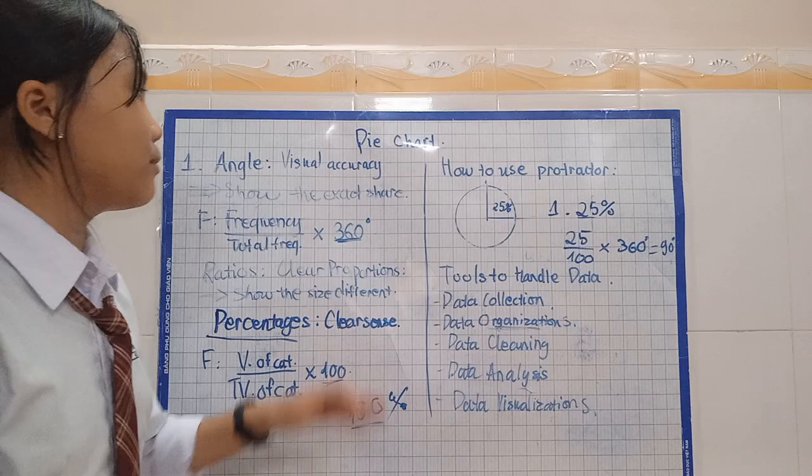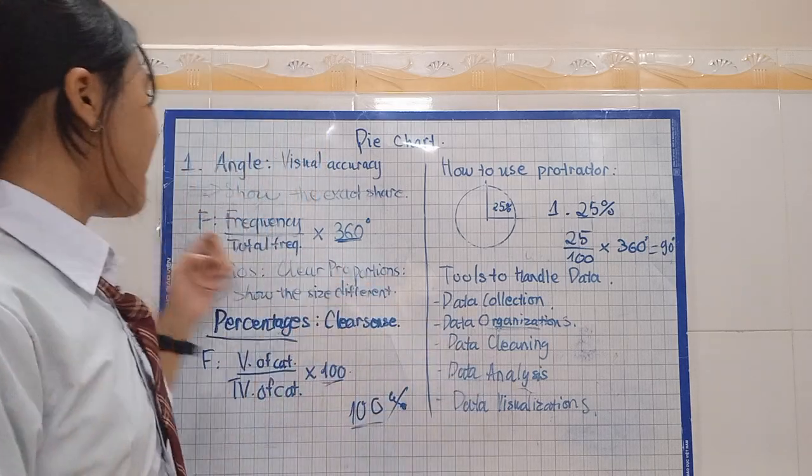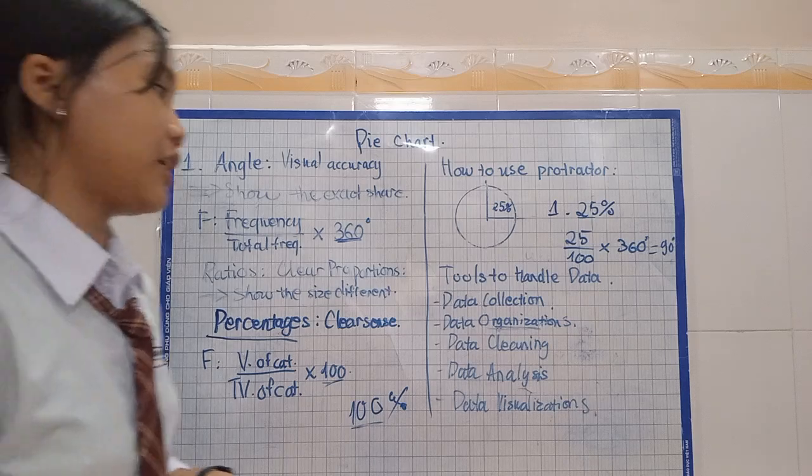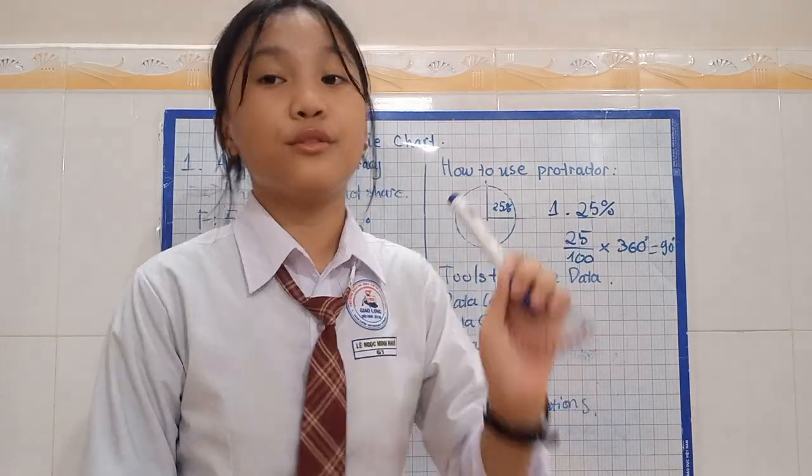So for this video, what we have looked through is why we need the three styles of angles, ratios, and percentages, tools to handle data, and how to use a protractor.